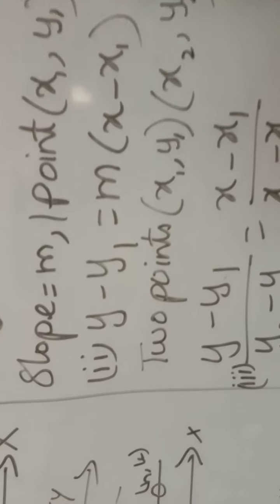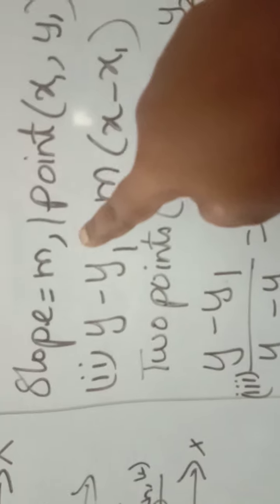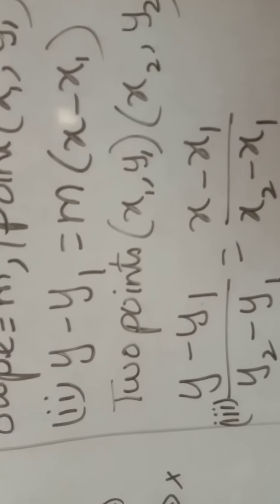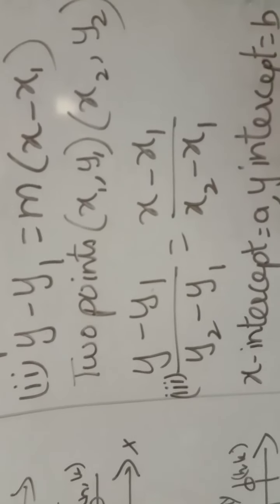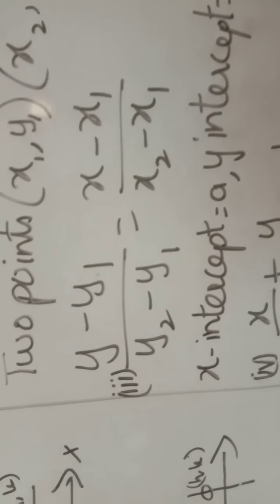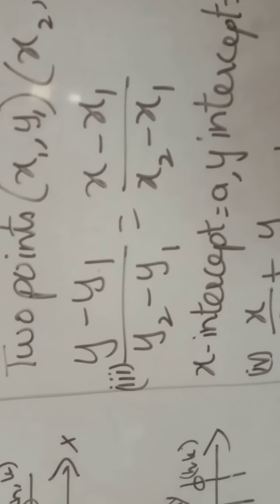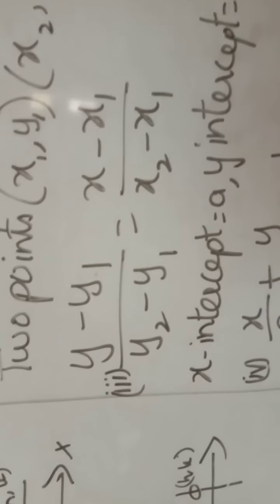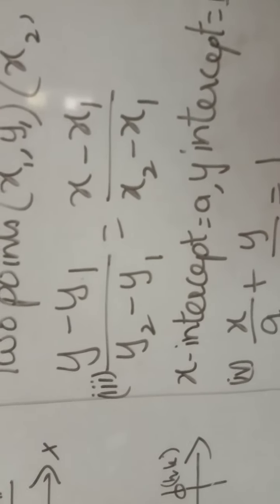When shall we use this equation? If a slope and only one point is given, we can use y minus y1 is equal to m into x minus x1. Suppose if 2 points are given, how to find the equation? The equation is y minus y1 by y2 minus y1 is equal to x minus x1 by x2 minus x1. Again I repeat, y minus y1 by y2 minus y1 is equal to x minus x1 by x2 minus x1.